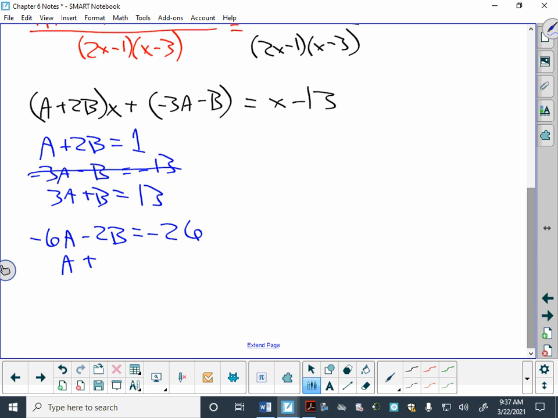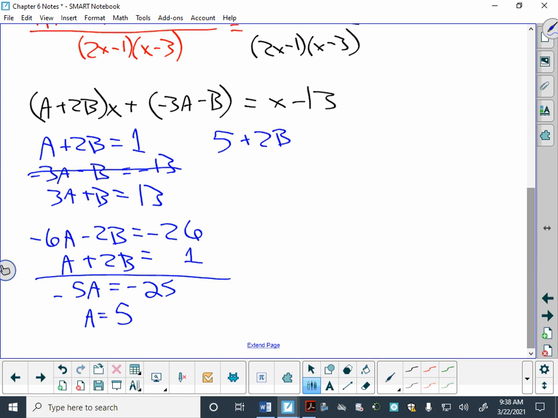And then I had this a plus 2b equals 1. And if I add those together, negative 5a is equal to negative 25. So a must be 5. And if a is 5, well, then I know 5 plus 2b has to equal 1. So 2b has to equal negative 4, and b must be negative 2.